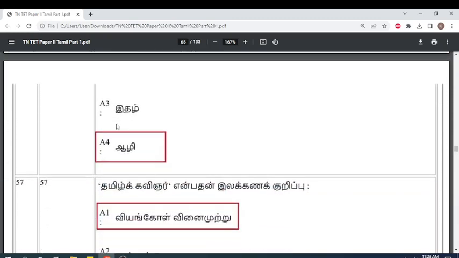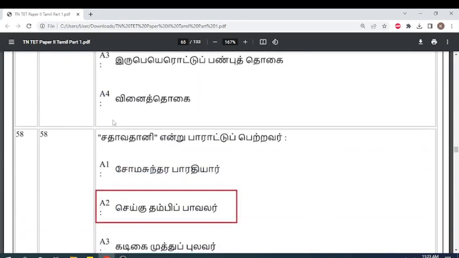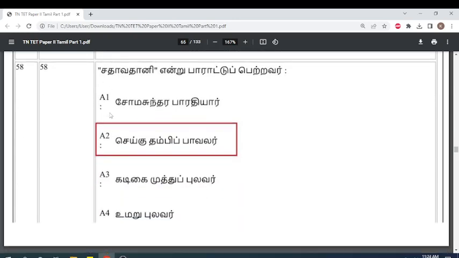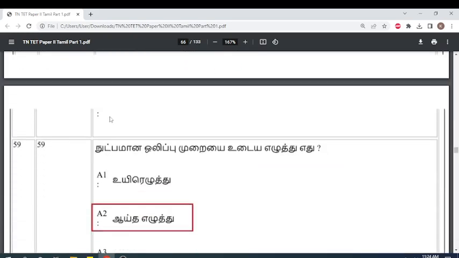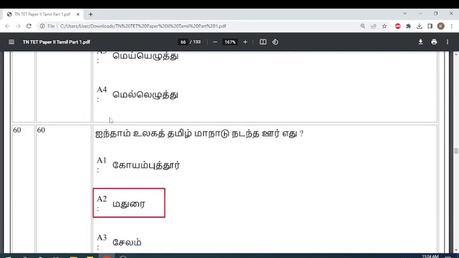57th answer A1. 58th question answer A2. 59th question answer A2. 60th question answer A2.